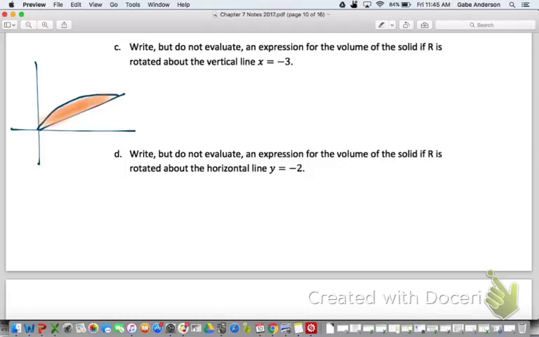So C says, write but do not evaluate, kind of the same wording that we did before, an expression for the volume of the solid if R is rotated around, not the horizontal line y equals 5 like before, but the vertical line x equals negative 3. So this vertical line x equals negative 3 is going to be over here somewhere. So I'll just draw that in and label it x equals negative 3. And then our region is going to be revolved around that.